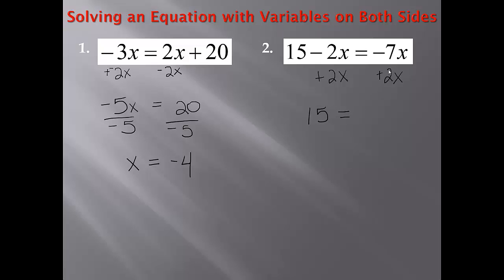And that would be equal to negative 7x plus 2x. And negative 7 plus 2 is negative 5. So we have negative 5x. Now in order to get x by itself, we would need to divide by negative 5. We would divide both sides by negative 5, so our equation is balanced. And 15 divided by negative 5 is negative 3. And negative 5 divided by negative 5 is 1, so 1x or just x. So negative 3 equals x, which you could also say is x equals negative 3.